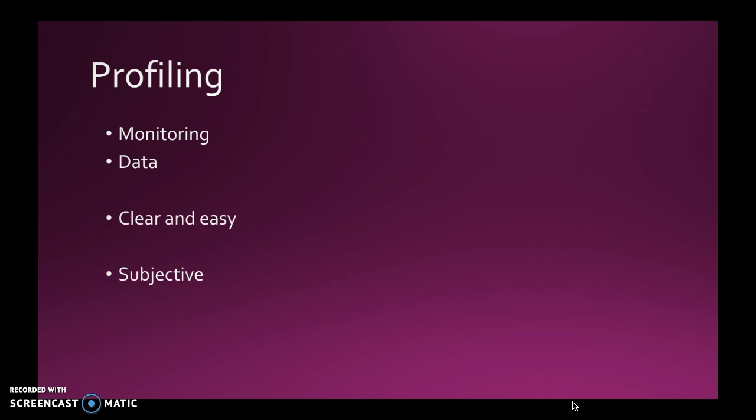And that's it for techniques used by coaches to improve the performance of a player.